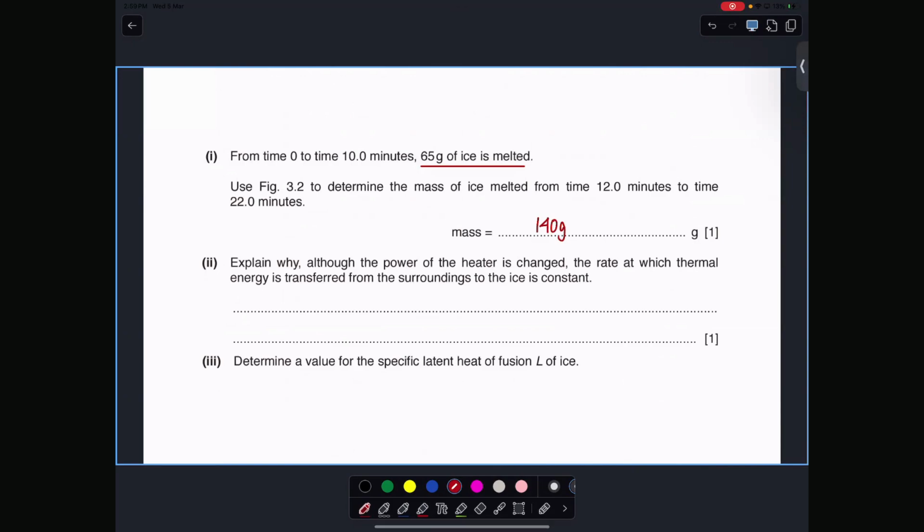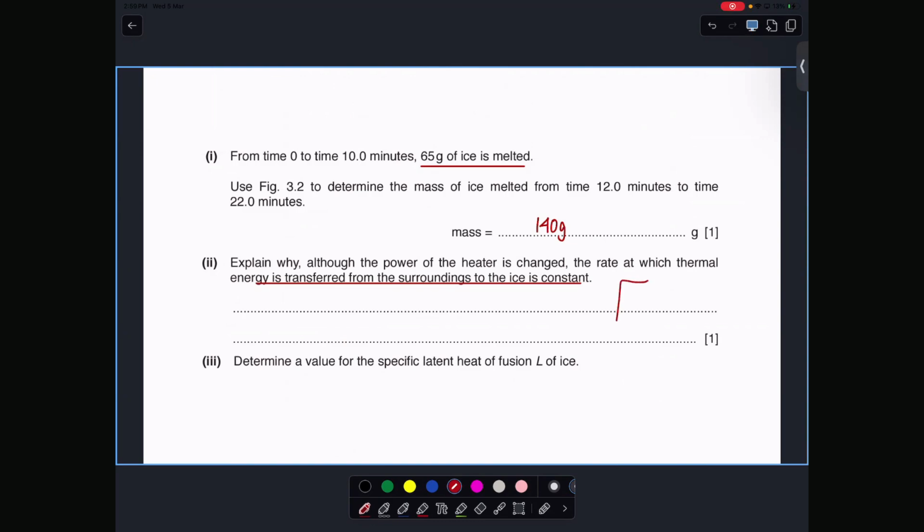Explain, although the power of the heater is changed, the rate at which the thermal energy is transferred from the surroundings to the ice is constant. It's an important question. Why is it that you change the heater power but the thermal energy that's transferred from the surroundings is the same? No, but ওরা বলছে why is the thermal energy transferred the same even though your heater is now heating at a higher temperature? Is same, right? Very good.